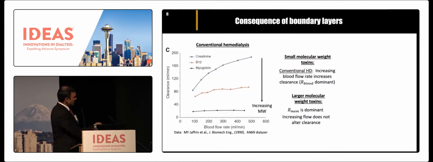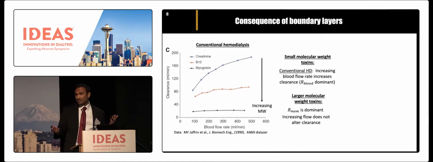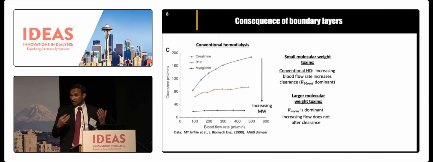So this is just an example of what is typically seen in the literature. Here's some data of clearance versus blood flow rate for a typical dialyzer. This is an AN69 dialyzer. And you're looking at the clearance for three different types of compounds: creatinine, vitamin B12, and myoglobin. So if you look, for example, at small molecular weight compounds like creatinine, what ends up happening is if you increase the blood flow rate, you're increasing the clearance of these toxins.